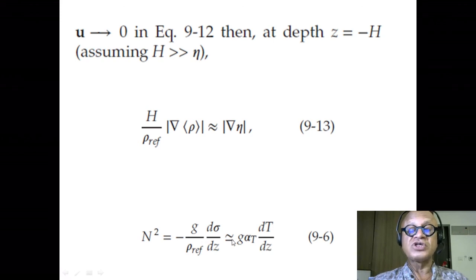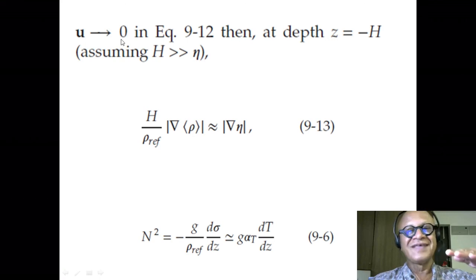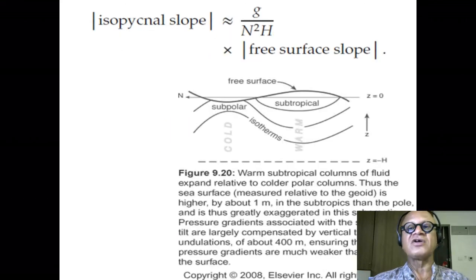Okay, we are doing this just to show the next figure to explain how sea level gradients are compensated by temperature gradients, or in reality density gradients, to create near zero pressure gradients at depth so that geostrophic currents go to zero. So many words, but look at the figure. So isopycnal slope is approximately equal to g over N squared h times the magnitude of the free surface slope.